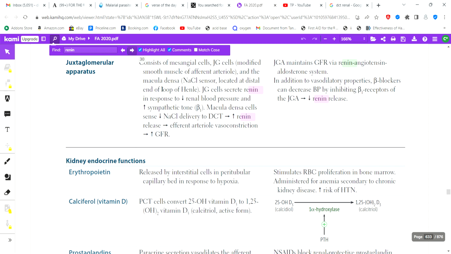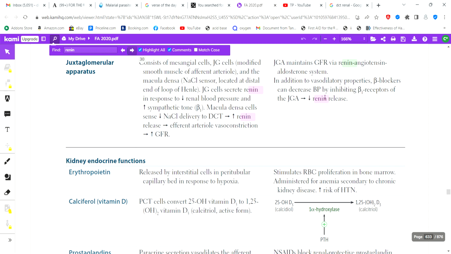So the juxtaglomerular apparatus consists of mesangial cells. The juxtaglomerular cells are modified smooth muscle of the afferent arteriole and the macula densa. The macula densa is a sodium chloride sensor located at the distal end of the loop of Henle. Okay. JG cells secrete renin in response to decreased renal blood pressure and increased sympathetic tone.